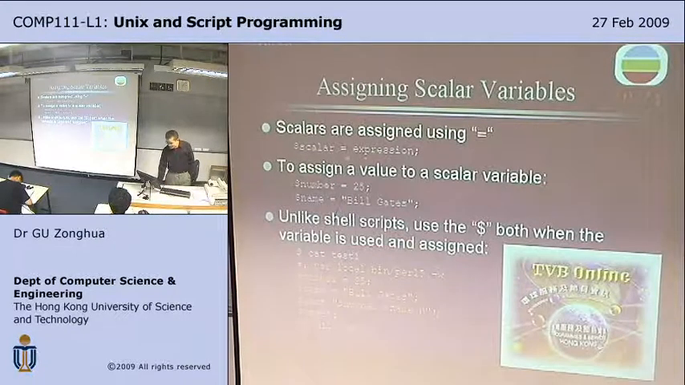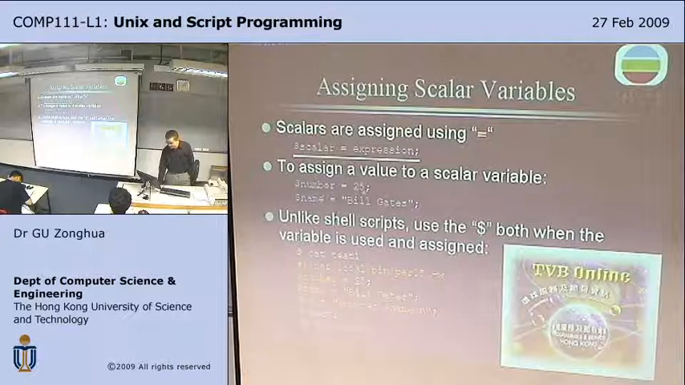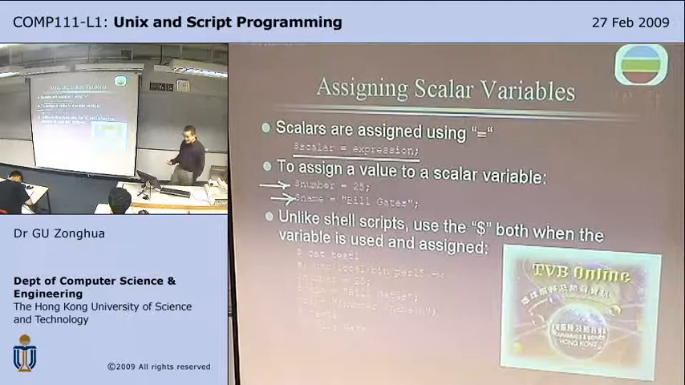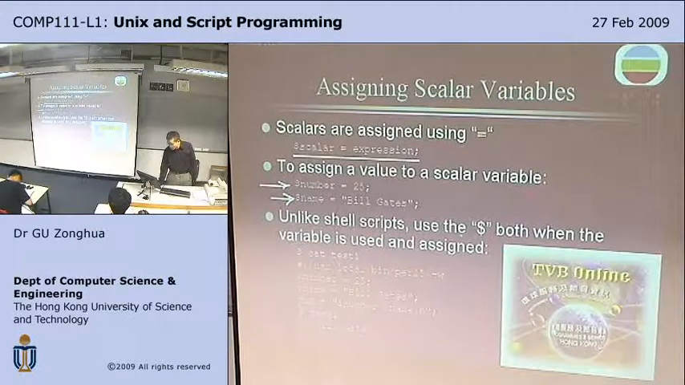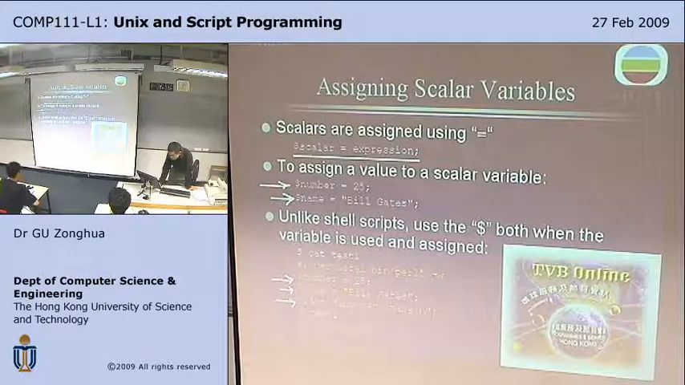Scalars are assigned using equals: scalar equals expression. The expression may be an integer, a floating point number, or a string. So say $number equals 25, and $name equals Bill Gates. Unlike shell scripts, you use the $ sign both when the variable is used and assigned. So look at this script. $number equals 25, $name equals Bill Gates. Print $number, $name. So you print out 25, Bill Gates.